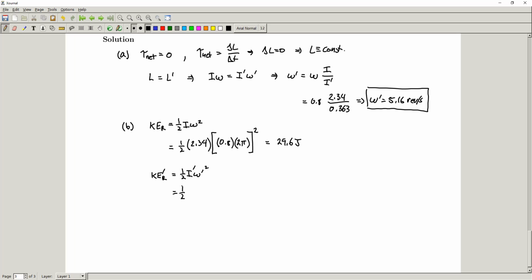We have all these numbers. We're told that this is 0.363. And we just calculated what omega prime was. That was 5.16. And again, we're in revolutions per second. We don't want to be in revolutions per second. We want to be in radians per second. And so this 2 pi brings us from revolutions per second into radians per second. Square the whole thing. Well, the whole thing, these two terms, the two terms that make up our final angular velocity. And if we do that and do the calculation, we find 191 joules of rotational kinetic energy.